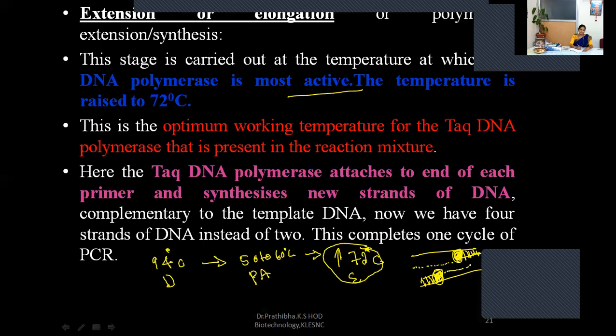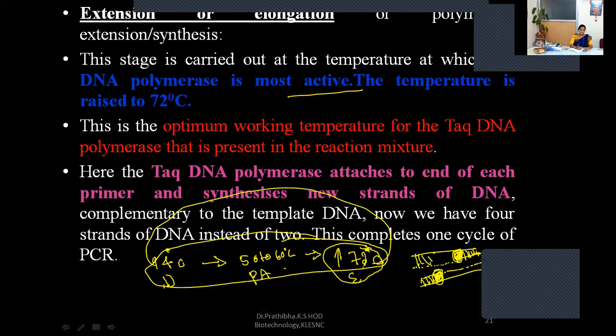Now from 2 strands of DNA, we have 4 strands of DNA. This completes one cycle of PCR. One cycle of PCR means denaturation, primer annealing, and extension. The same cycle will repeat again: extension, then denaturation, then primer annealing, then extension. Then again denaturation, primer annealing, extension. That's why this process is known as a repeated thermal cycler.